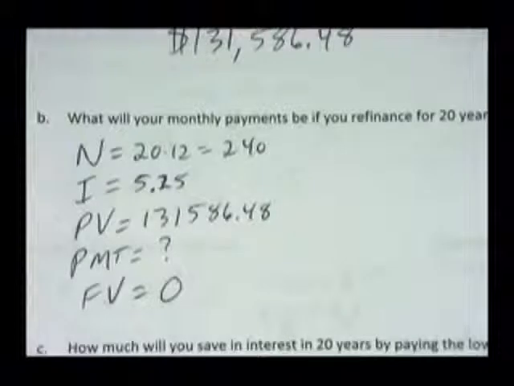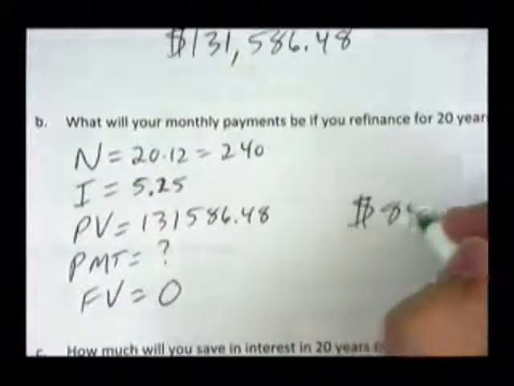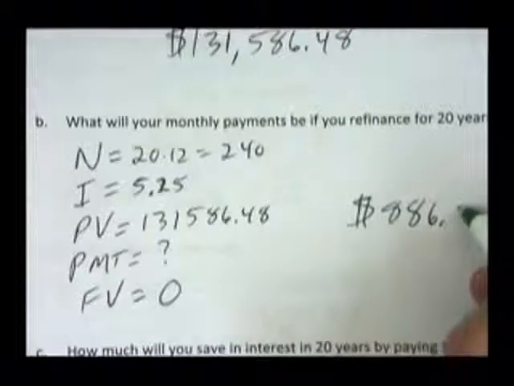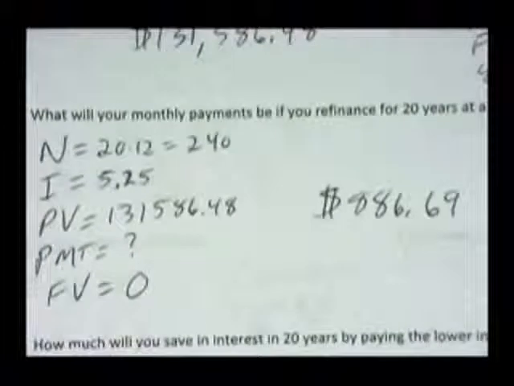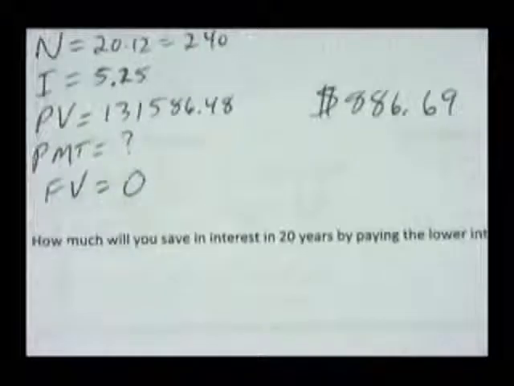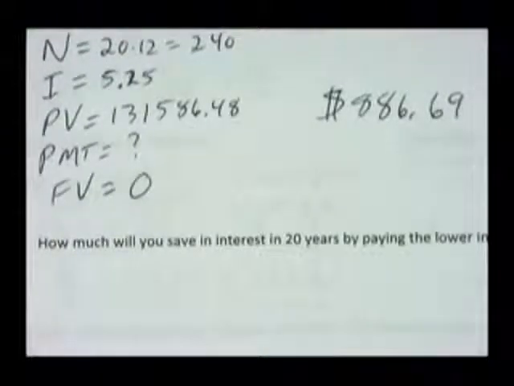I want to find out what my new payment is, and again, I want to get my future value down to 0. So if I do all that on the calculator, 240, 5.25, 131,586.48, I want to get down to a future value of 0. My new payment is $886.69. Okay, $886.69. And now my last question is, how much will you save in interest in the 20 years by paying the lower interest rate?